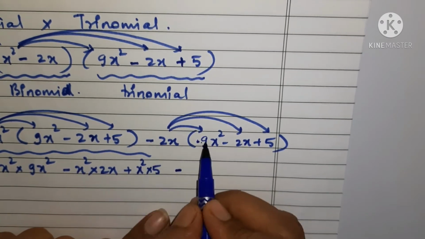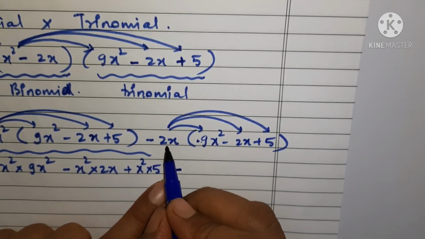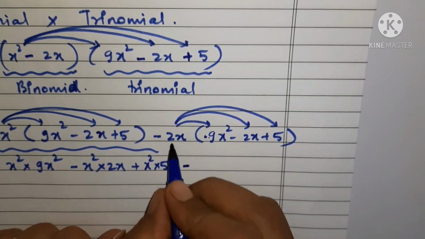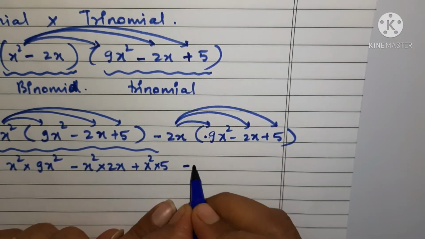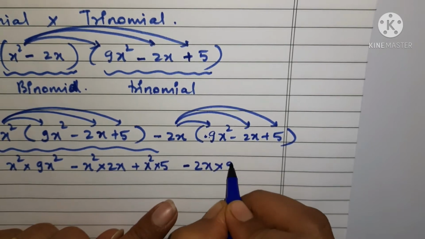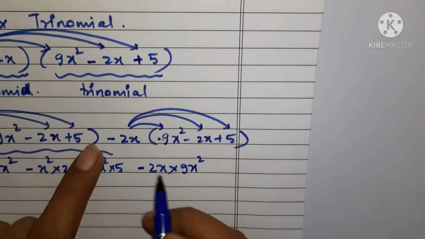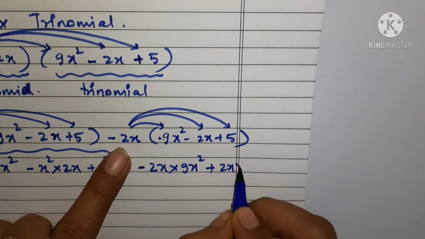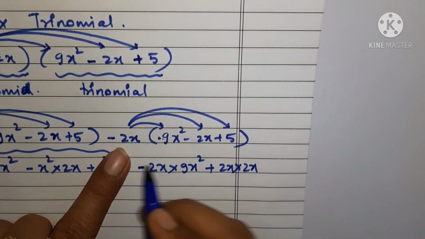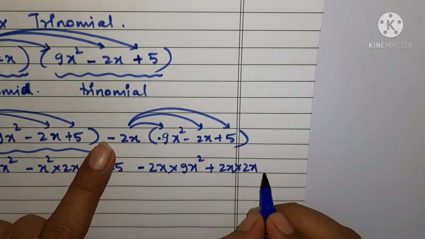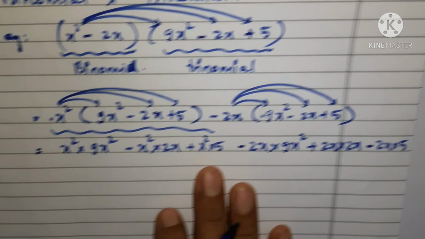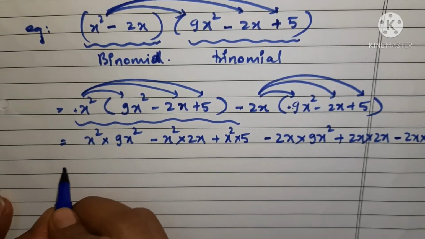So minus and plus multiplied, what do we get? Minus. Then we will multiply the numerals, or let us first write, first we'll show the multiplications. So 2x into 9x square, again minus into minus will give you plus, then again 2x into 2x, then we have plus into minus, minus. So 2x into 5, right? Let us now solve them.